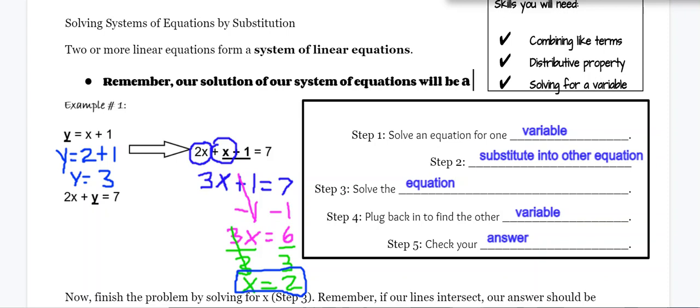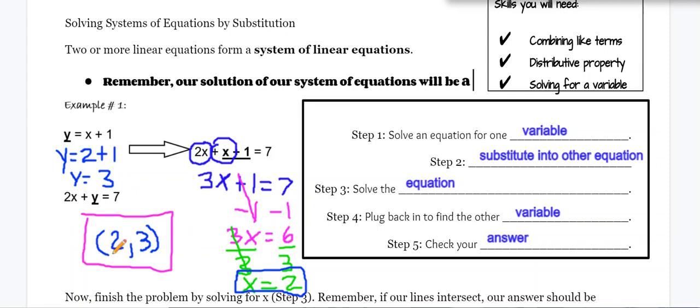All right, so our answer is always going to be an ordered pair. So I want to write it as an ordered pair. My answer would be (2, 3), because 2 was my x value, and we solved 3 for my y value. So your answer is always an ordered pair.